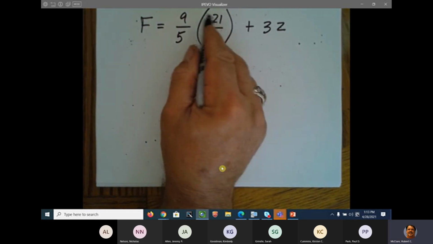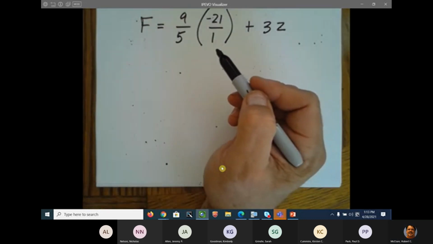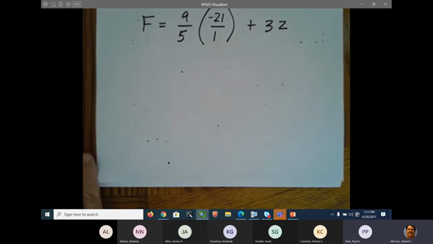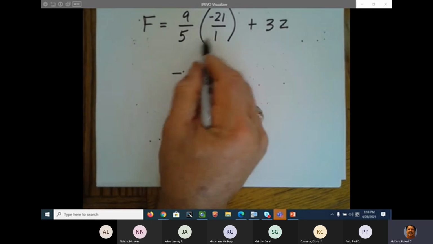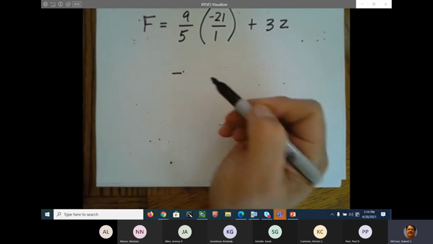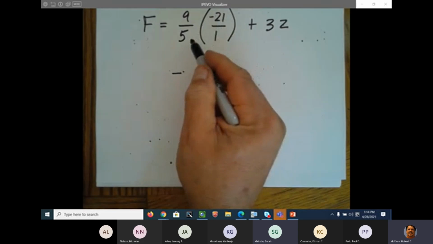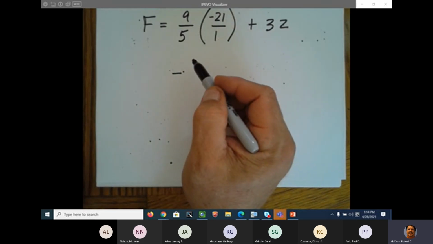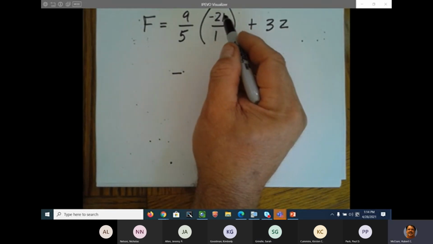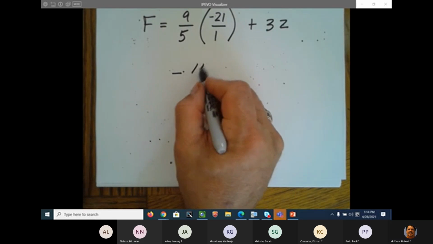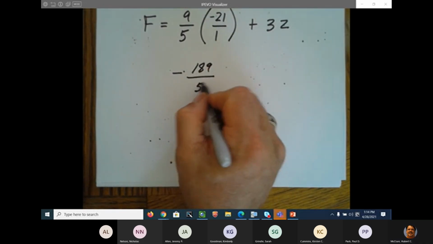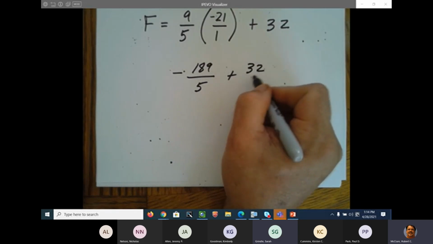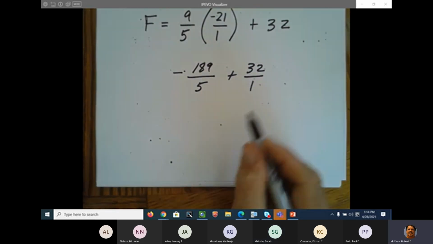Well, what's a negative times a positive? A negative. So you know your answer right here between these two is going to be negative. You can't cancel anything, so all you can do is just multiply it. 9 times 21 is 189 over 5 plus 32 over 1. What's wrong with this?